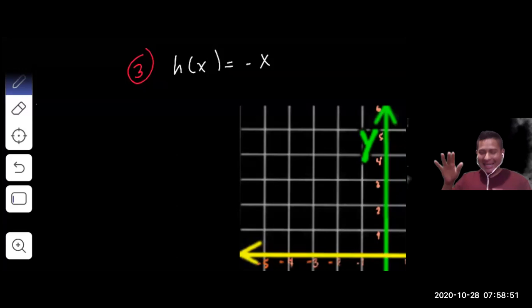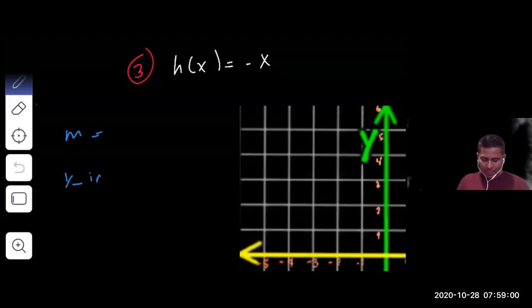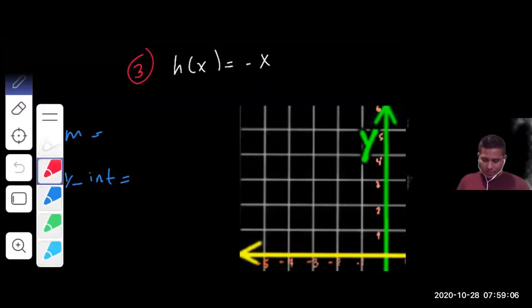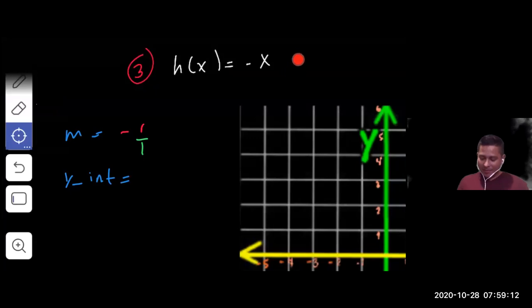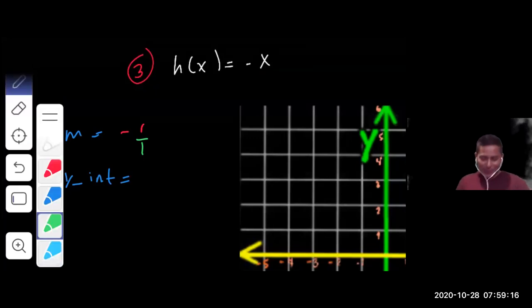Let's take a look at the last example. The information, guys, that's the first thing that I need to get out of this: m and the y-intercept. What is the slope for this function? -1 over 1. But I need a fraction. Sure, I'm gonna add a 1. What is my y-intercept? What is this number, guys? I got 0. Oh, excellent. It's 0. That's it.